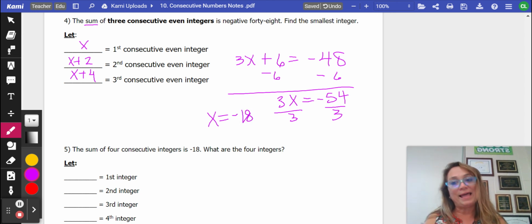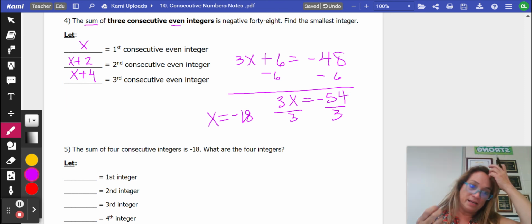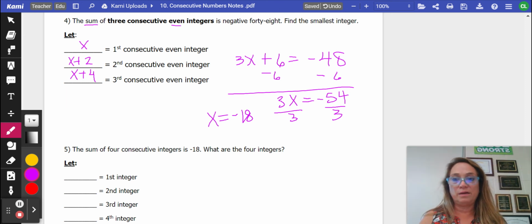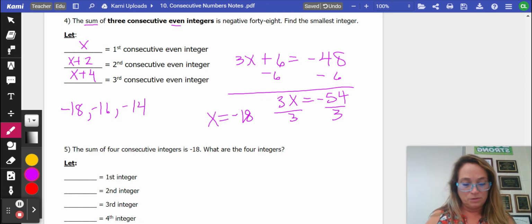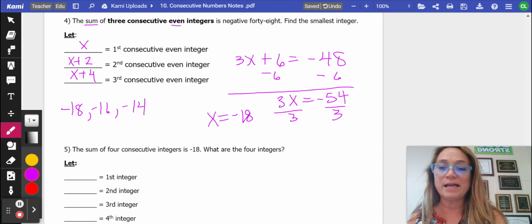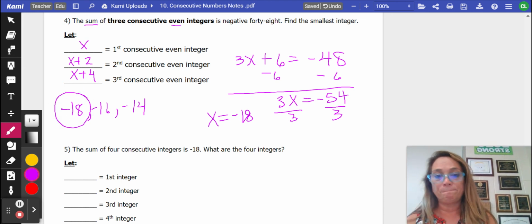Okay, so again, I like that because it says even. 18 is even, so negative 18 has to be even. I'm going to double check this. Well, let me add these together here. So this is negative 18, add 2, negative 16, add another 2, negative 14. So negative 18 plus negative 16 plus negative 14. It's all good. And it checks. They want the smallest one, and the smallest one would be negative 18.